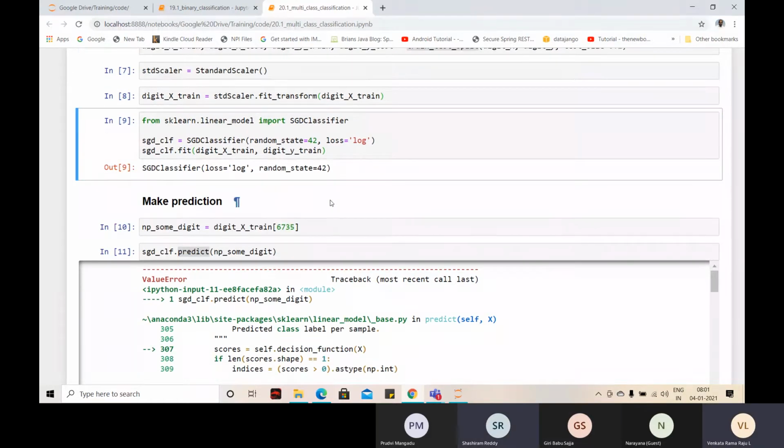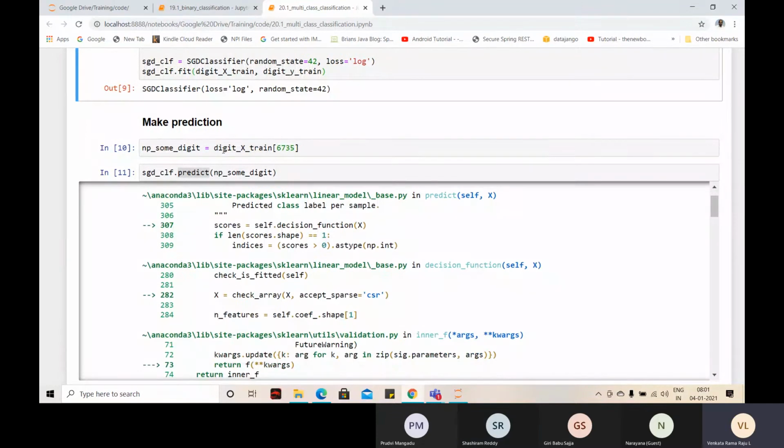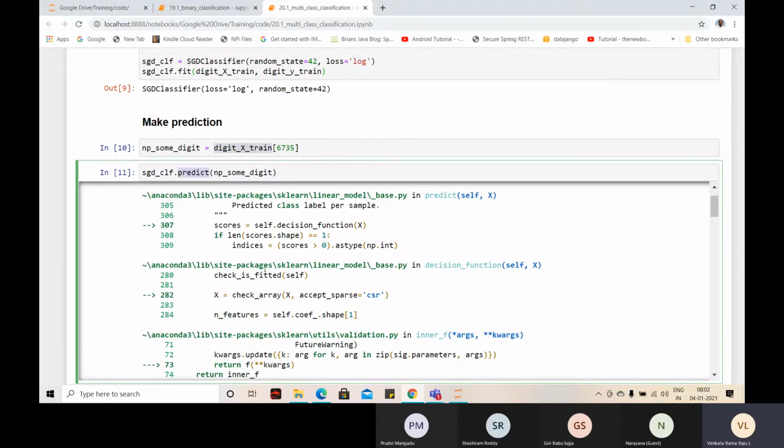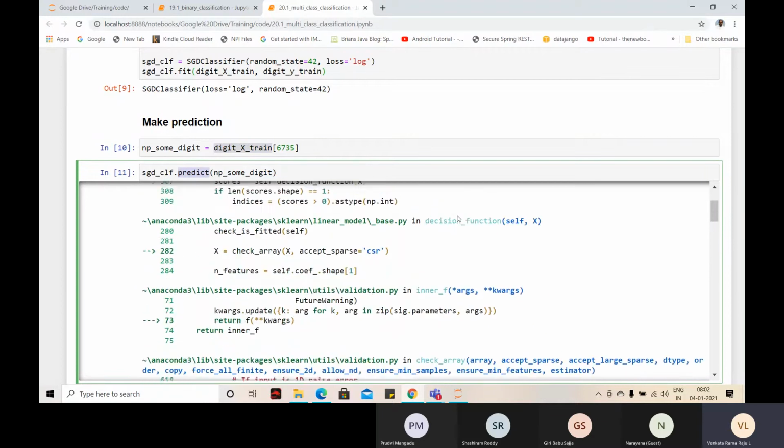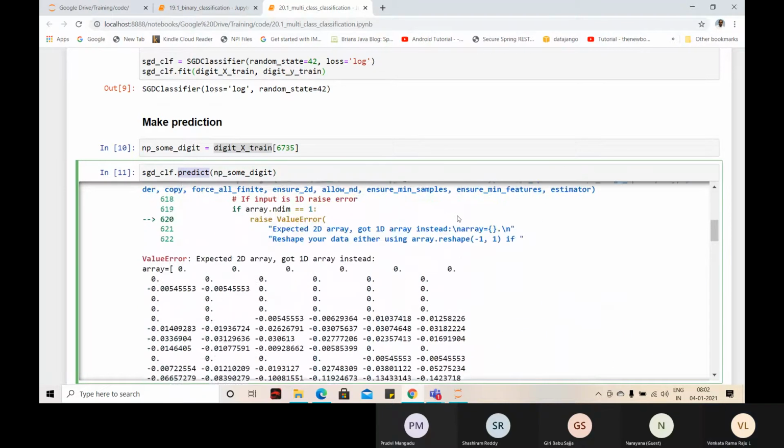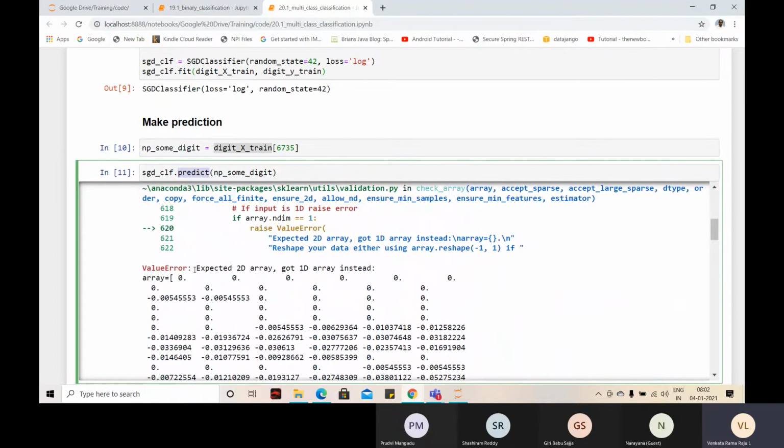Yes, sir. Right? See this here. When I actually took the record and then asked it to predict, it threw an error. So let me show you the error. So this is the error. What is it saying? Expected 2D array and got 1D array. Why is it expecting a 2D array while predicting?